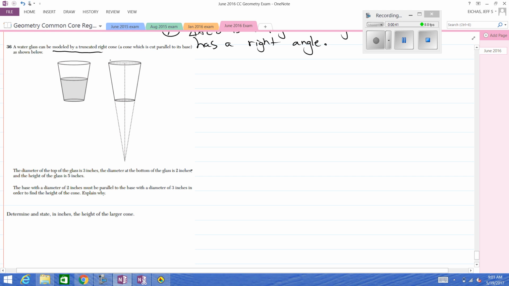Diameter of the top of the glass is 3, so let's put that inches. Okay, 2 inches for the middle one. And okay, the height of the cup here is 5 inches. All right. Now the base of the diameter 2 must be parallel to the base with the diameter of 3. Why? To find the height of the cone.